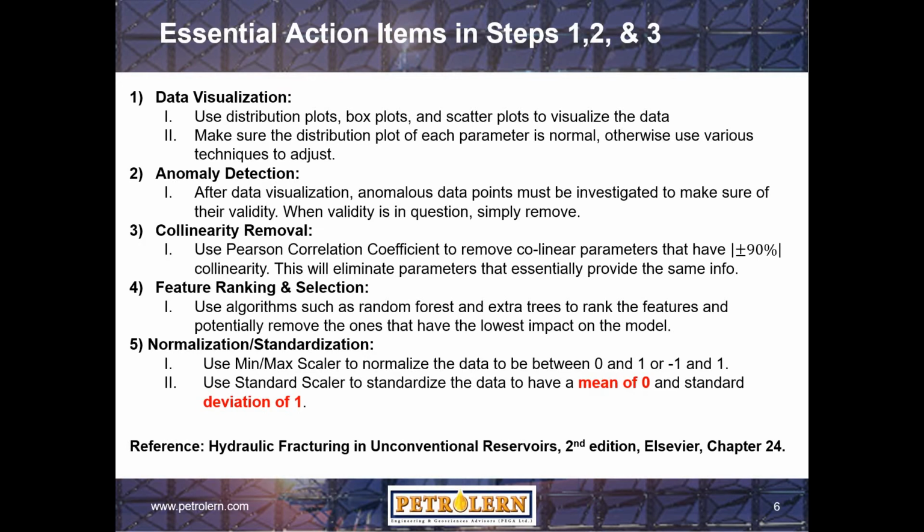We talked about removing collinear parameters. Then you also do feature ranking and selection. Now, feature selection is probably one of the most important processes in machine learning. What I mean by feature selection is which features you are going to choose to include in your model. For example, why would you choose cluster spacing?